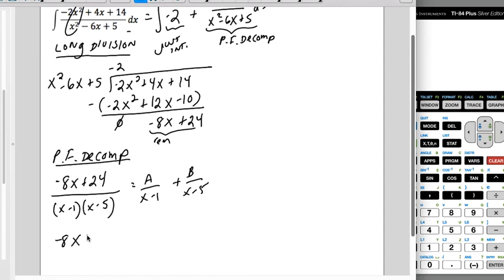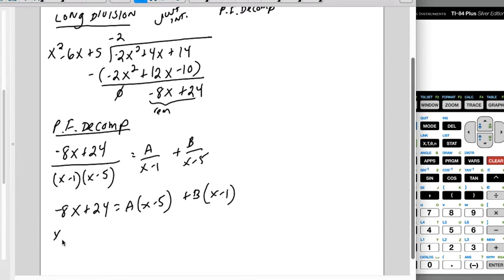So we've seen this several times now. When I get my common denominator, what's going to happen is the A gets multiplied by the factor it's missing, the B gets multiplied by the factor it's missing, and the common denominator would all end up being an x minus 1, x minus 5 on both sides, which means I can ignore it. When I do my clever substitution, I'm going to start with 1. That's going to give me a negative 8 plus 24 on the left-hand side, and an A times a negative 4 on the right because the B gets knocked out. So I get 16 equals negative 4A. So I get that A is a negative 4.